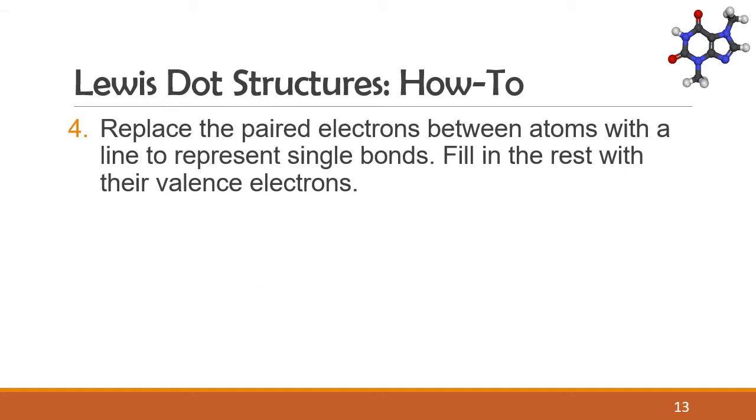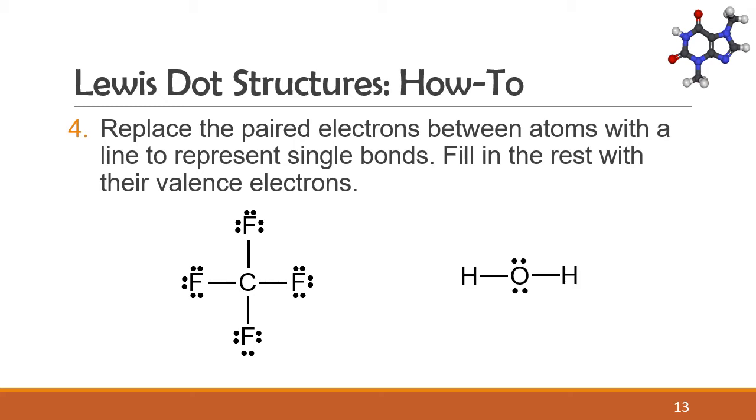Finally, we can replace the paired electrons between the two atoms with a line to represent single bonds. Then we fill in the terminal atoms with the lone pair electrons to show that they fulfill the octet rule. We also include lone pairs in the central atoms, as in the case of oxygen in the water molecule.